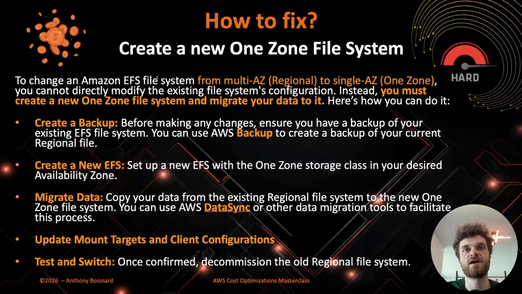And then you need to migrate the data, so just copy your data from the existing regional file system to the new one zone file system. And so you can use AWS Data Sync or any other data migration tools to facilitate this process, and then finally update mount targets and client configurations, test and switch. And of course, once confirmed, just decommission the old regional file system.